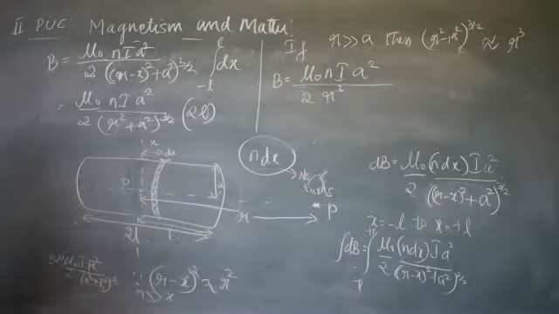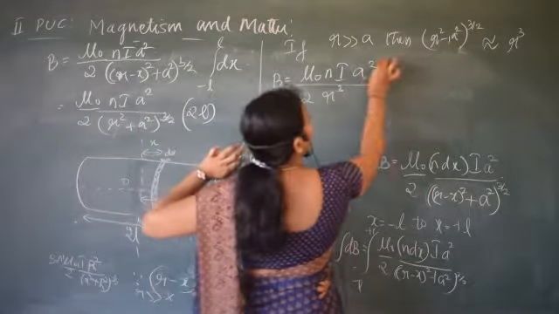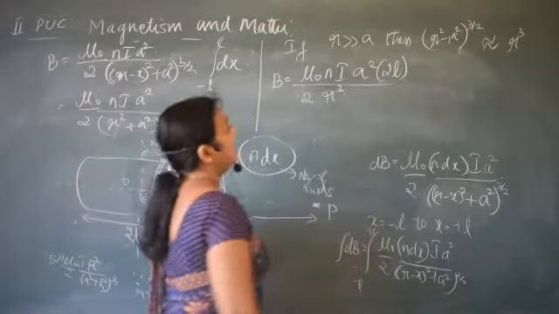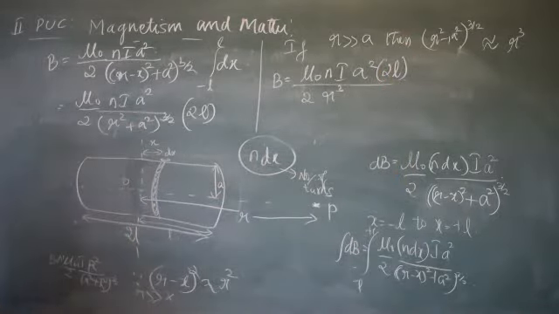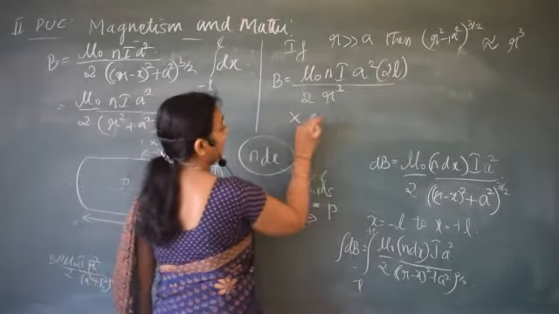Let me multiply by, I forgot to write 2L, correct? Into 2L. Let me multiply and divide by pi. What do we get?